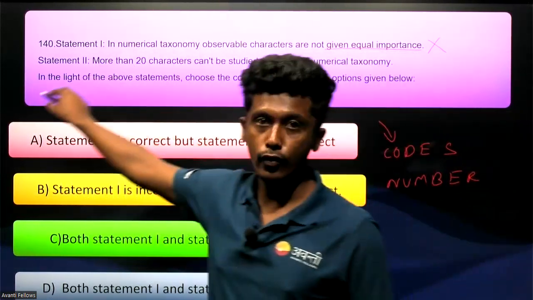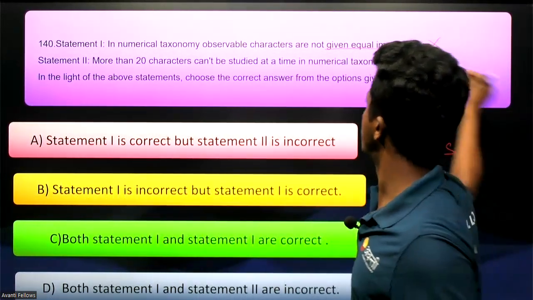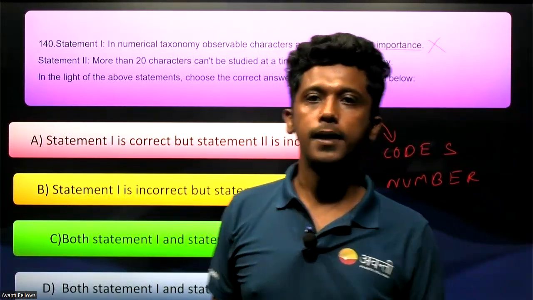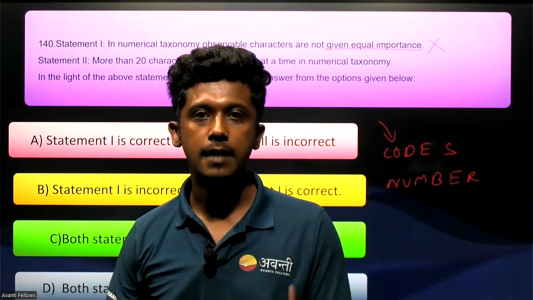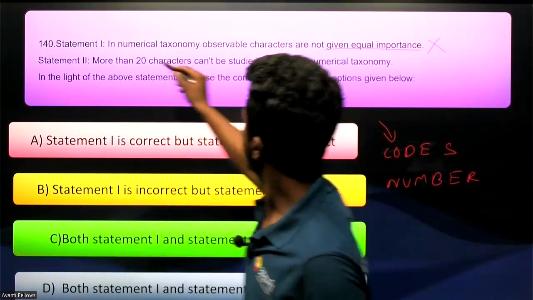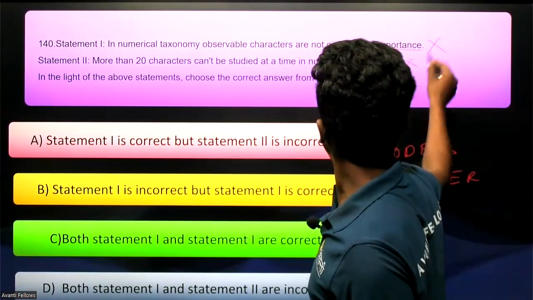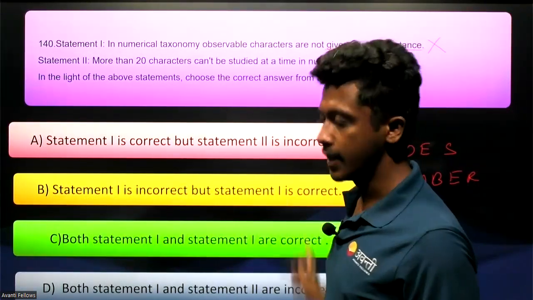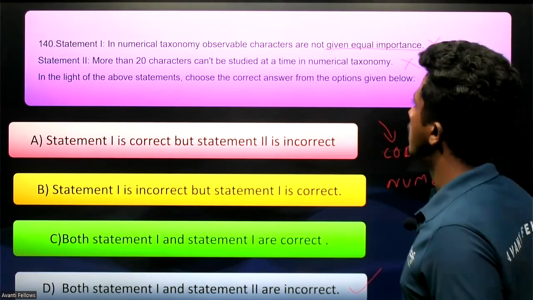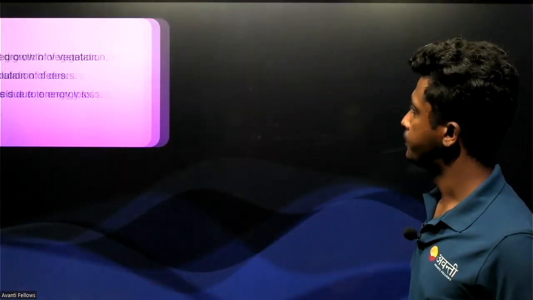Let's look at the second statement. More than 20 characteristics cannot be studied at a time in numerical taxonomy. In numerical taxonomy, hundreds of characteristics can be studied simultaneously. So this is also wrong. Both statement 1 and statement 2 are incorrect. So the answer is option D. Let's go for the next question.